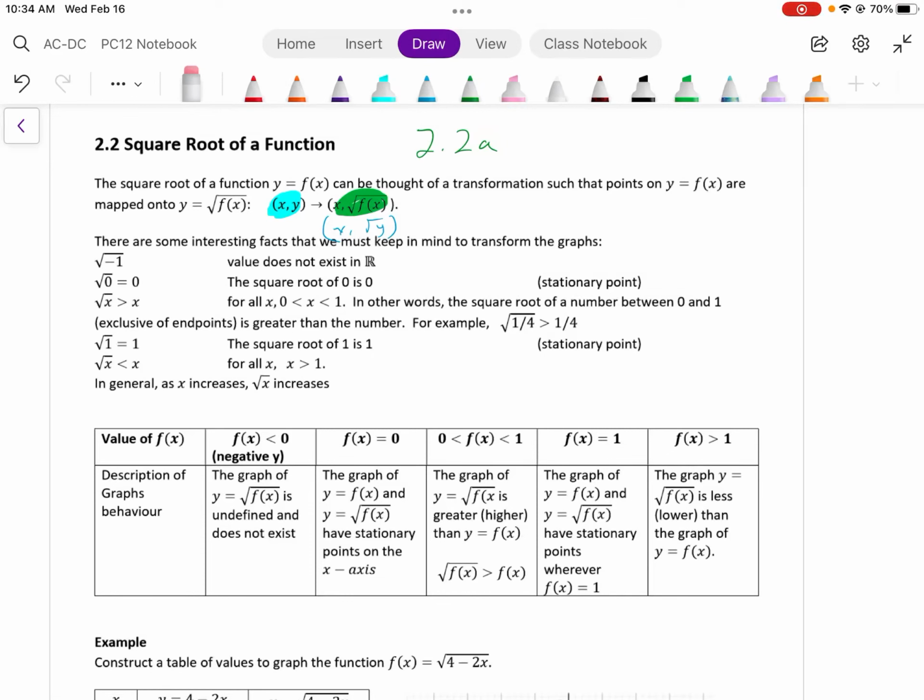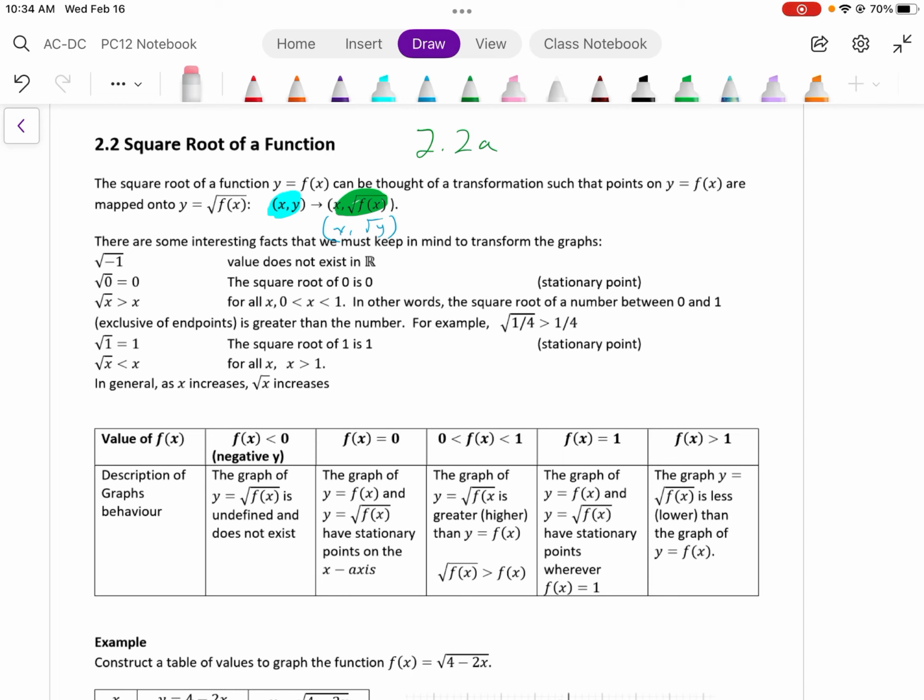Welcome to the square root of a function. The square root of a function y is equal to f of x can be thought of as transformations of the points y is equal to f of x that are mapped into y is equal to the square root of x. Now, when we see y is equal to the square root of x, we just call it a square root function.